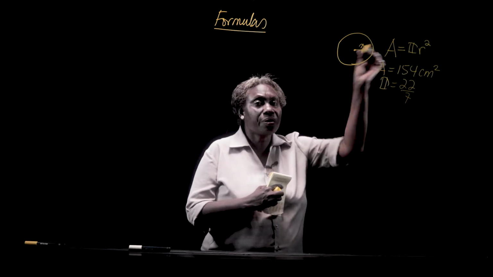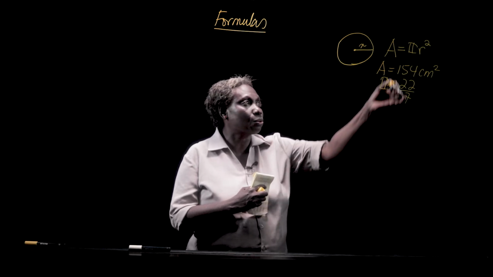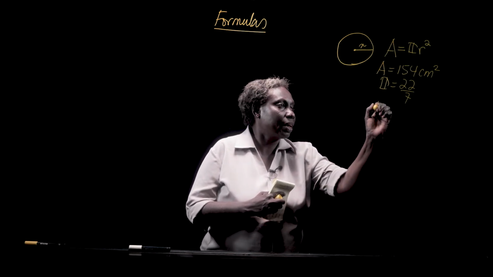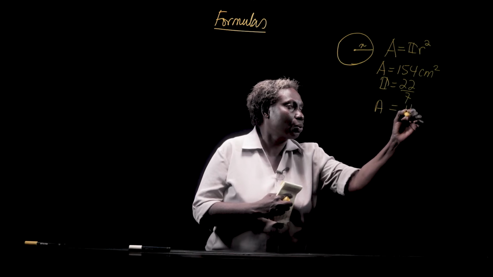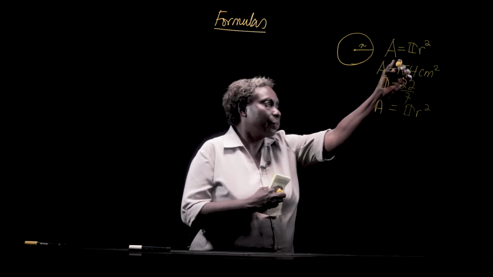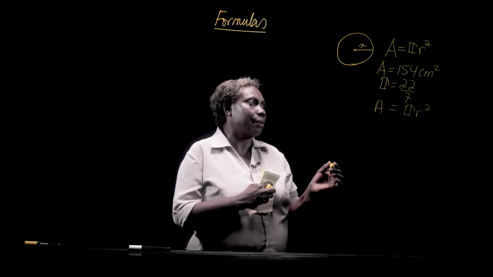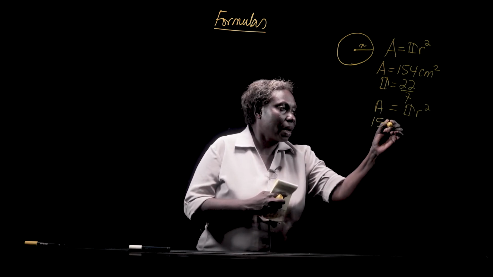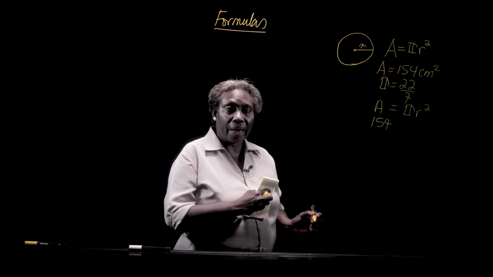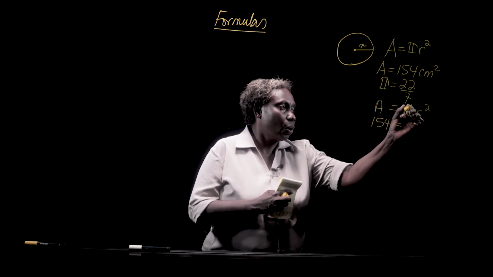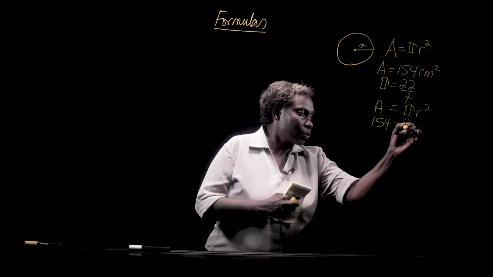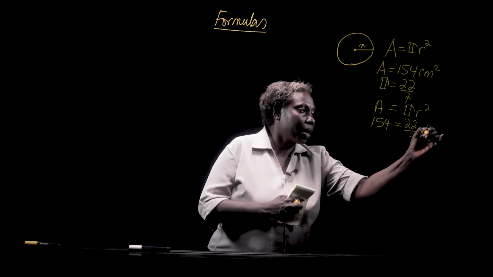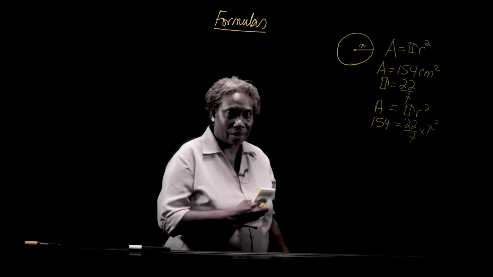To find the radius, the first thing that we do is to substitute these values into the formula. So we have area equals pi r squared. We know that the area is 154, so we write 154 where A is, and where pi is, we put 22 on 7 multiplied by radius squared.